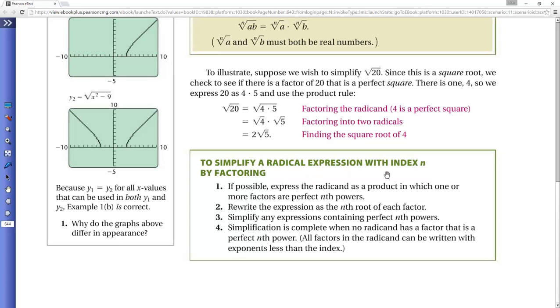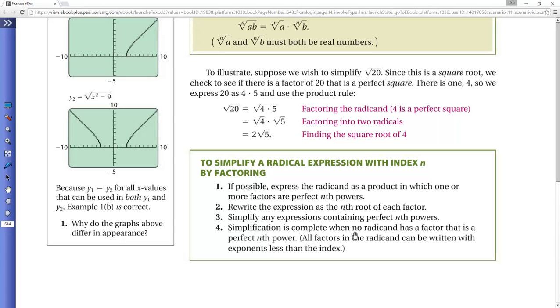Well, here's a strategy, right? To simplify a radical expression with the index n, we have the nth root, would be another way to say that, by factoring. If possible, express the radicand, the part underneath the radical symbol, as a product for which one or more of the factors are perfect nth powers. If it was square root, we call it a perfect square, perfect cube, and so on. Rewrite the expression with the nth root of each factor. Simplify any expressions containing perfect nth root powers. That's just like taking the square root of 4.